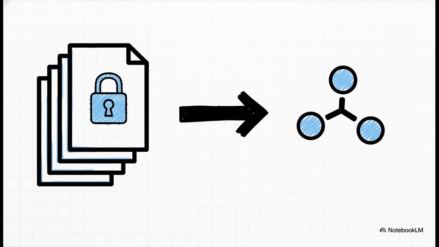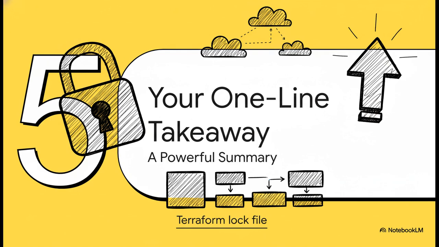Treat the .terraform.lock.hcl file just like any other piece of your source code. Commit it to Git. When you do this, you guarantee that every single person and every single system that pulls down your code is going to use the exact same provider versions that you did. No exceptions. So, look, if you forget everything else we just talked about, please just remember this one powerful sentence.